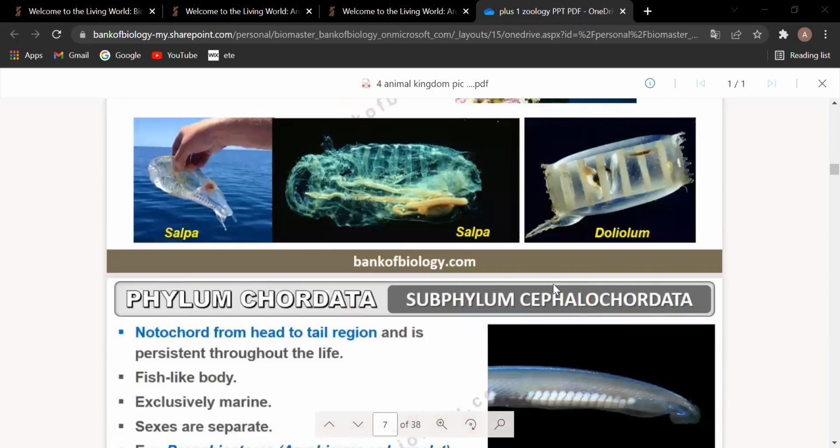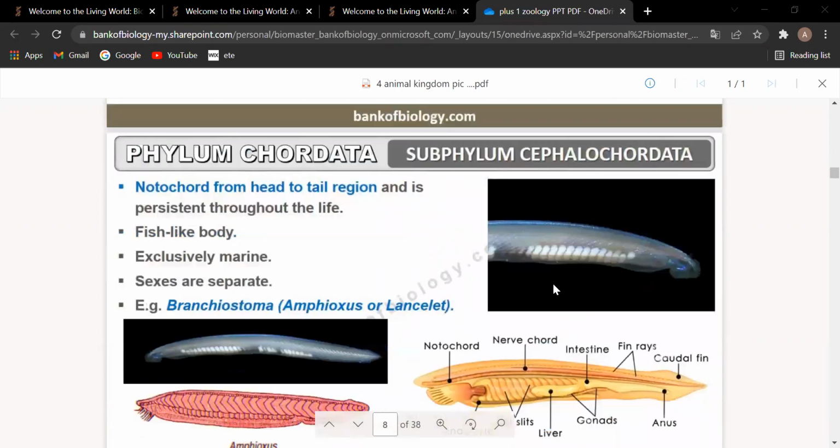Cephalochordates, I told you just now, uro means in the tail region and cephalo means in the head region. So here the notochord is present from the head to the tail region and is persistent throughout the life. This means from birth to death, in all the animals of the subphylum Cephalochordata, the notochord is present from head to tail region till death. Okay. Fish-like body, exclusively marine, sexes are separate. Example, Branchiostoma, which is amphioxus or lancelet.